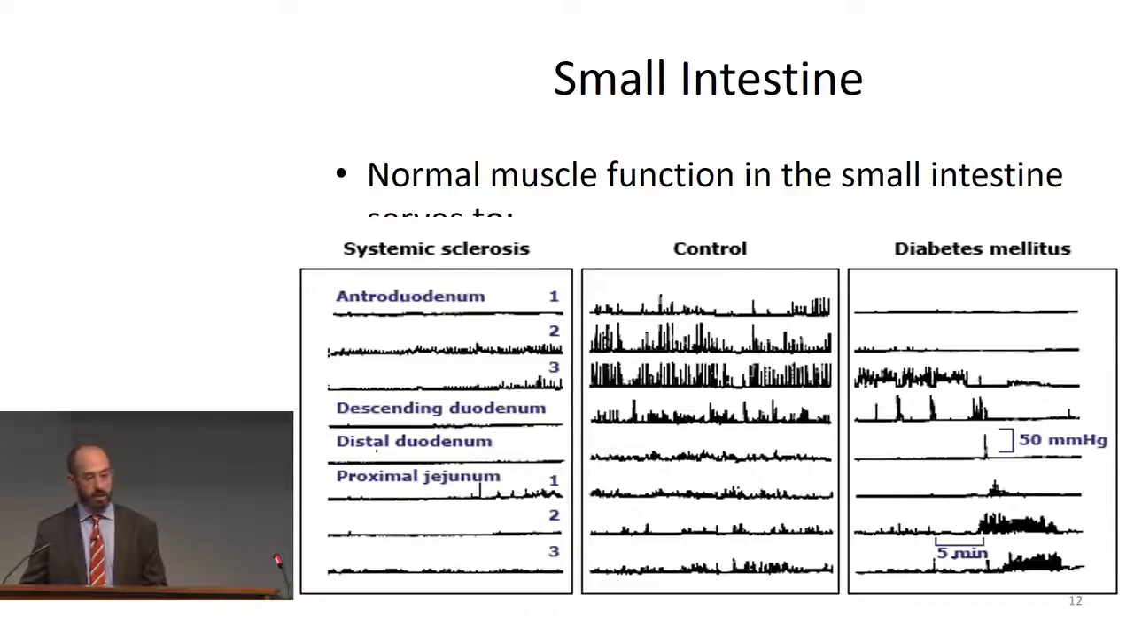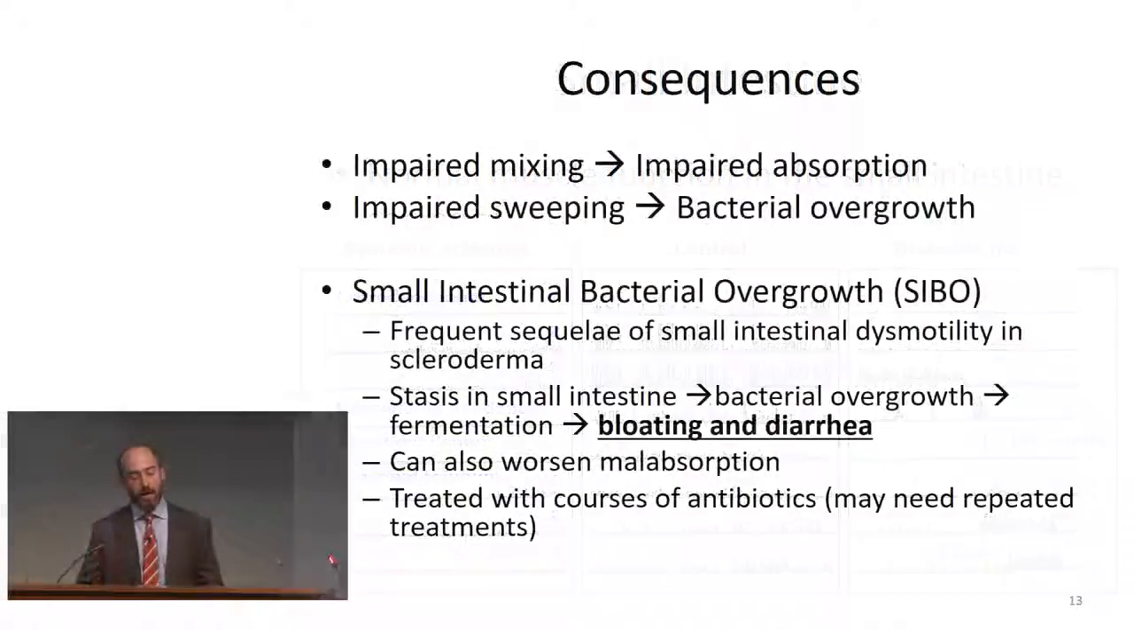On the left, you see typical pressure recordings in the small intestine of someone with scleroderma. And then in the middle are controls. What you see is basically an absence of significant pressure waves that move food contents through the small intestine. And when you get impaired mixing of ingested contents with appropriate enzymes and secretions, you get impaired absorption, which can have a litany of downstream effects, most importantly on nutrition, which is what Michelle will talk about.